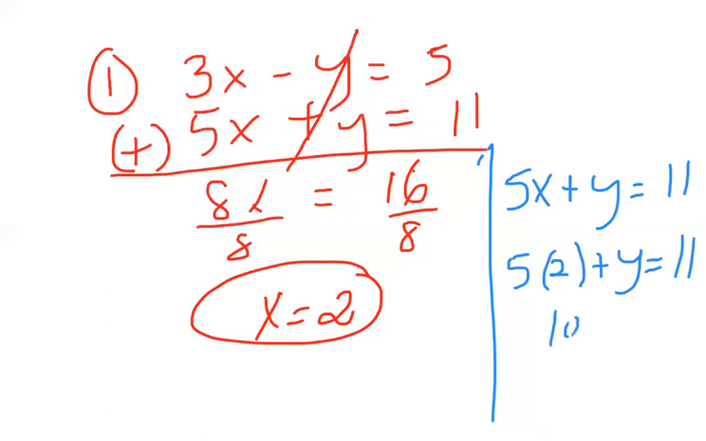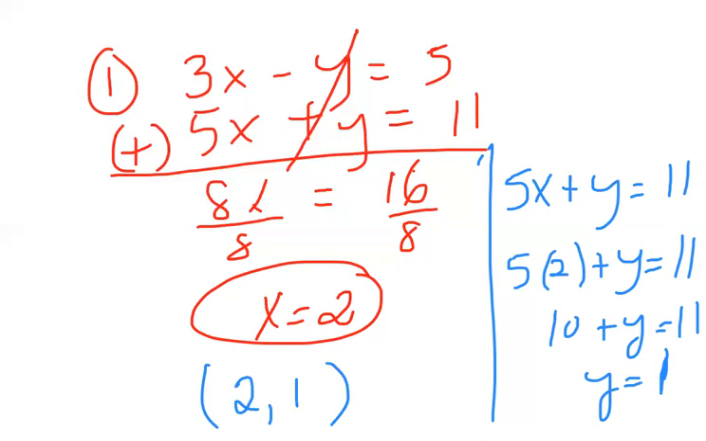This gives me 10 plus y is equal to 11. 10 plus what number gives you 11? 10 plus 1. So y is equal to 1. You could have subtracted 10 from both sides. So guys, the solution, if we were to graph these two equations, they would end up intersecting at the coordinate point (2, 1). And that's it. That's all you're doing, guys. That's the whole process of using the elimination method.